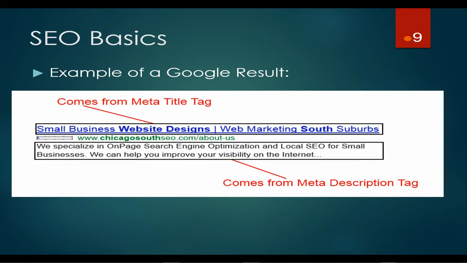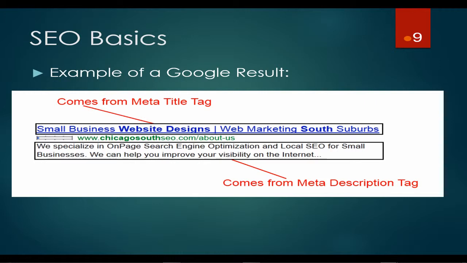Here's an example of the title tag and the description tag coming into play. If you were to type in small business website designs, chances are you would see my website come up. Usually what you'll see is a blue link followed by the URL in green, and then a description of what the web page is about. That description comes from the meta description tag, and the blue link is populated from the meta title tag.